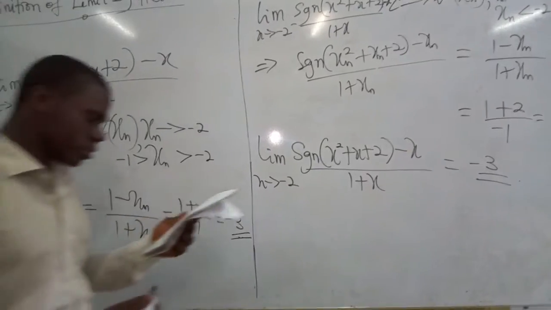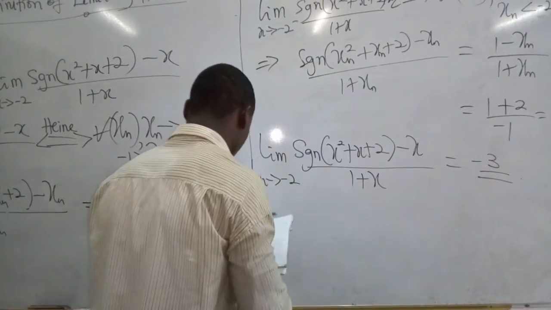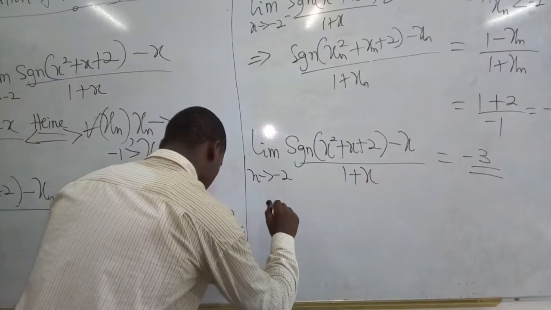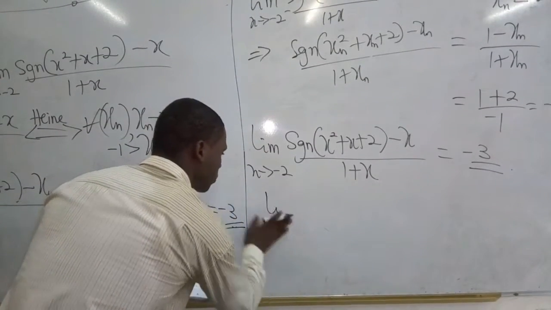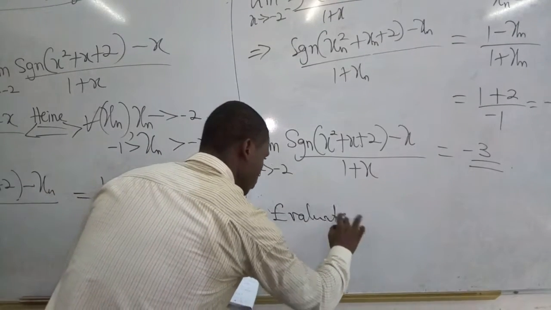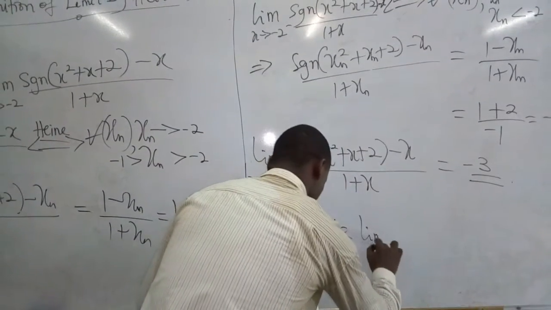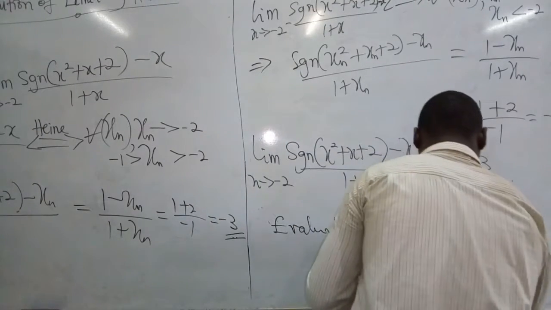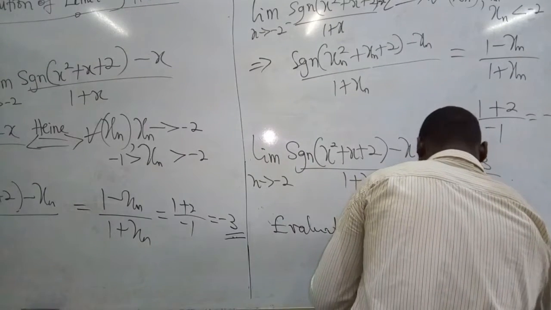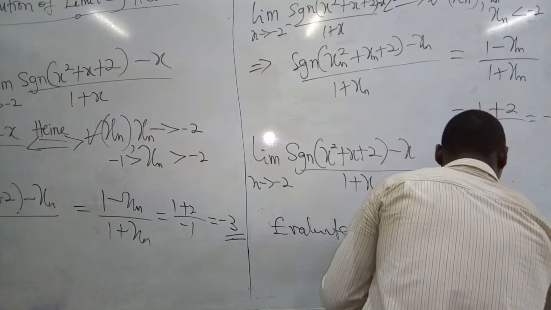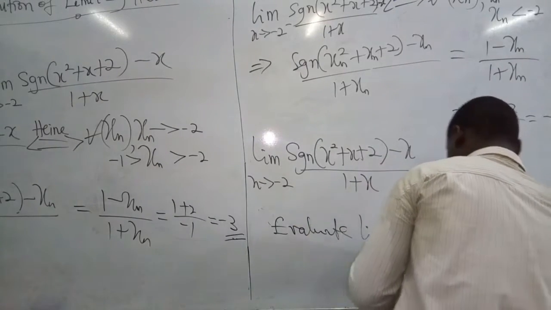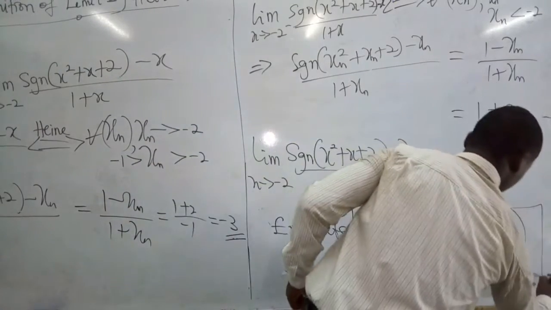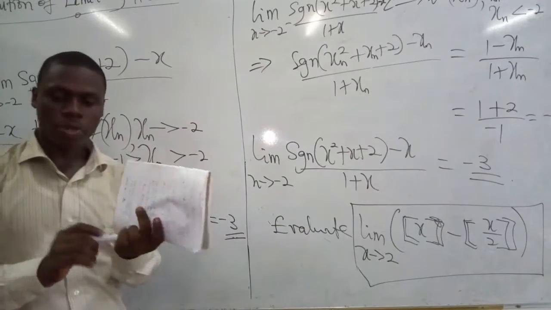Right. So let me give you one so that we'll be trying and see how fast we do that. Let's say the limit of, so we are evaluating this one, evaluate the limit where we have the greatest integer value here, as x approaches 2. Good, so you work on that one.